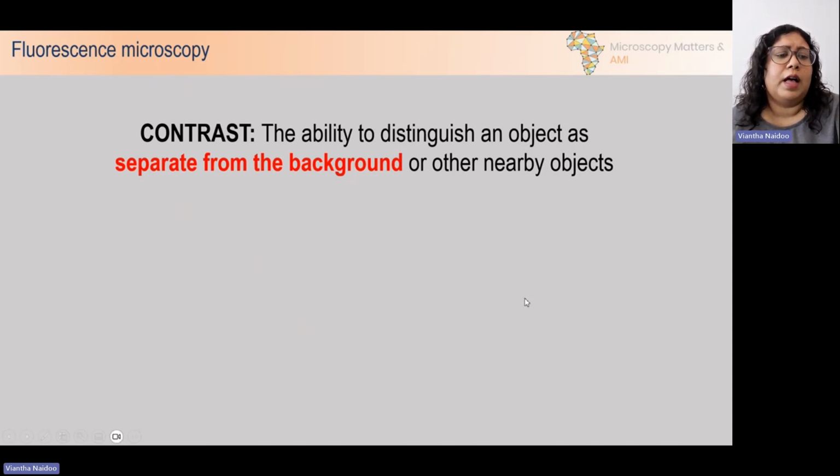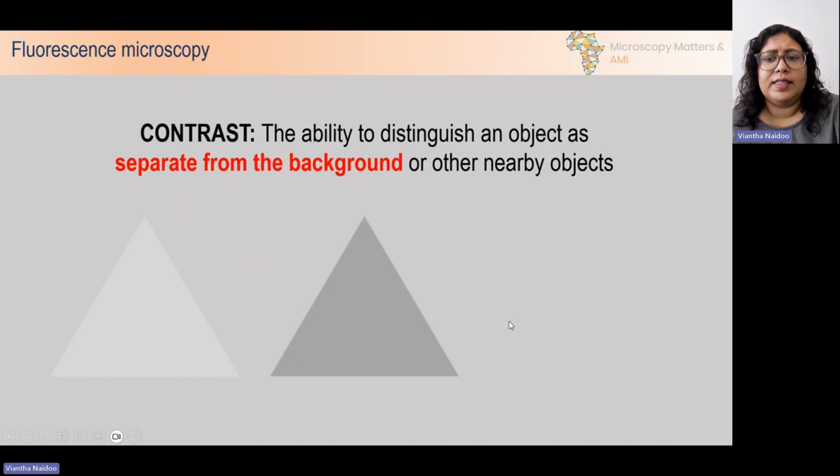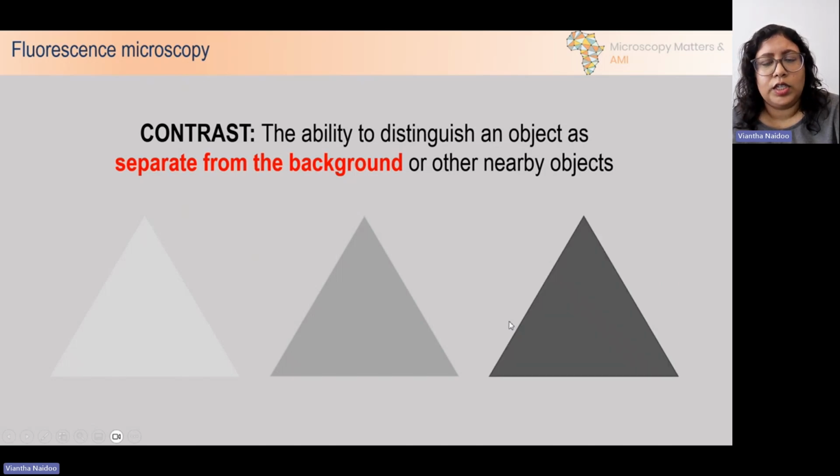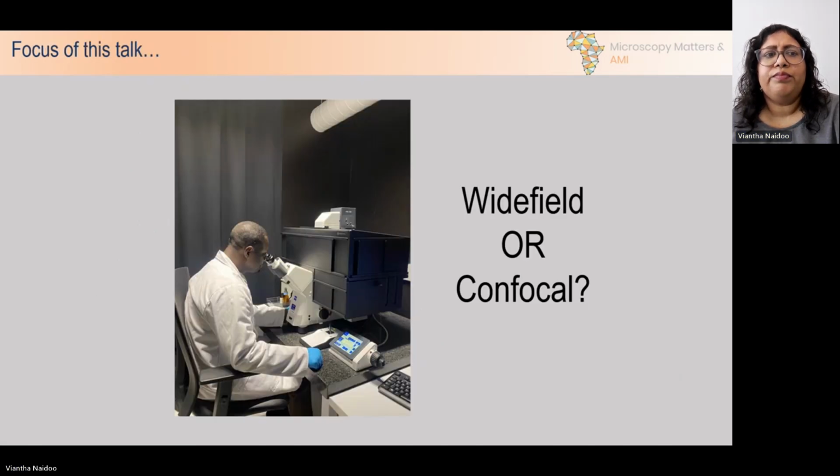To provide an example of contrast, here you have a triangle on the left that's light gray against the light gray background, and it's quite difficult to see. But when the triangle is darker, it becomes easier to see. And when it gets even darker still, it's much easier to see. And that is the advantage of fluorescence microscopy.